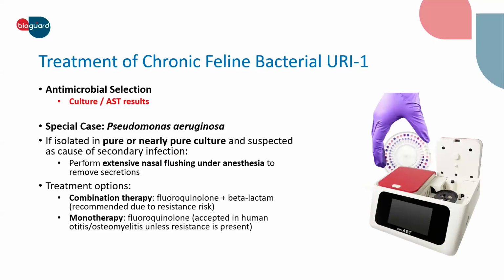And as for the treatment of chronic feline bacterial URI, the antimicrobial agent should be selected on the basis of culture and or AST test results if available. If an organism with resistance against a previously prescribed antimicrobial agent is identified and the clinical response is poor, then an alternate drug should be substituted.